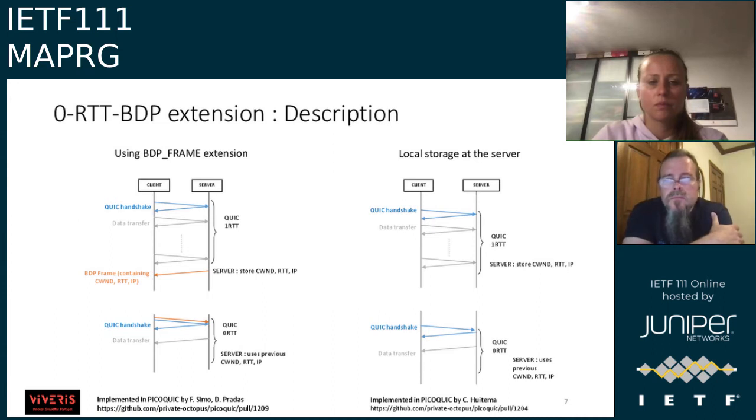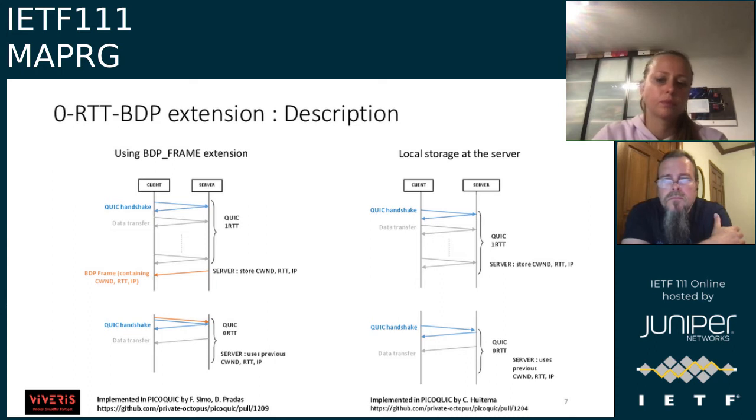Both are available in Picoquic. One has been implemented by Viveris and Franklin and David, and the other one has been implemented by Christian. Basically, what we have at the top of the figure is the first connection, the one RTT connection. When you use the BDP frame extension, at the end of the first connection or during the first connection, the server stores and sends the congestion window and RTT in the BDP frame.